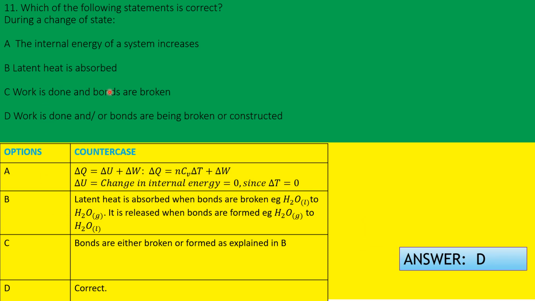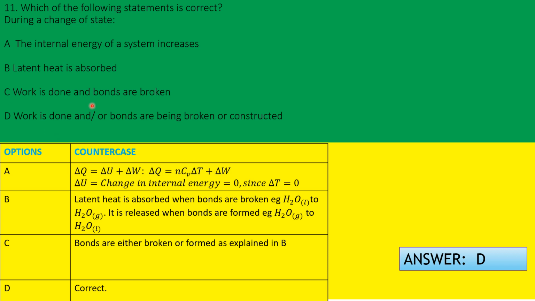B says latent heat is absorbed. Well, latent heat is absorbed when bonds are broken, right? E.g., when you move from liquid water to steam. It is released when bonds are formed. All right. So we're moving from gas to liquid water. So the hot steam gives off what? Latent heat, right? So it's not always absorbed. That's just what I'm saying. For change of state, it's not always absorbed. Sometimes it's also released. So that's a counter argument there.